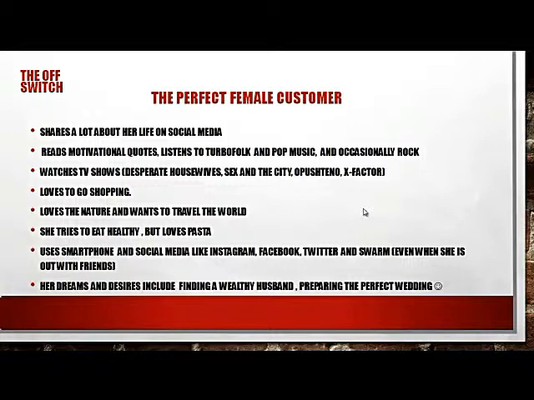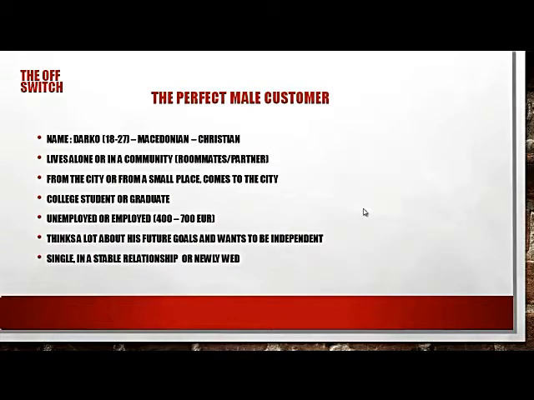Her dreams and desires include weddings, a wealthy husband, preparing the perfect wedding. That's my female customer, so the male were not that complicated. They're not sharing much information, so I think I searched 500 males to find my perfect guy.